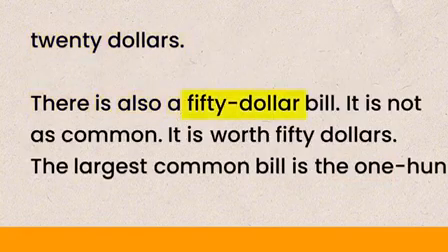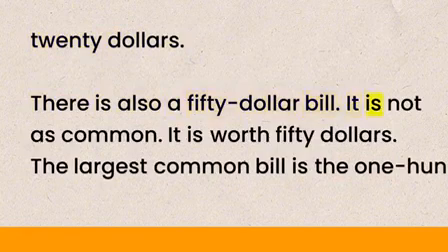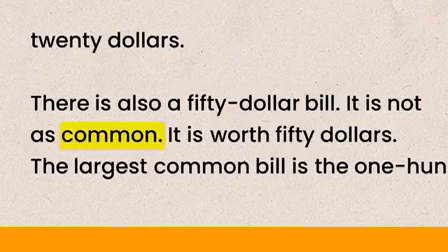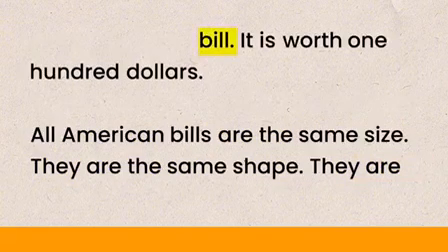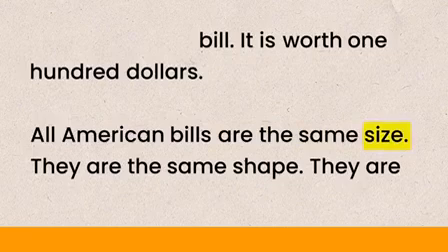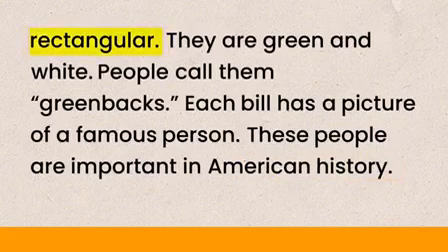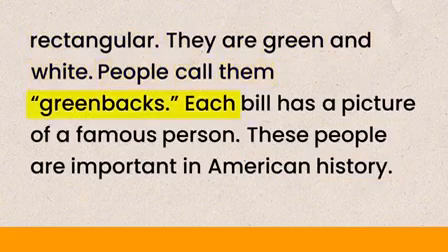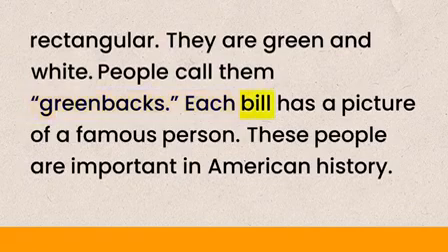There is also a $50 bill. It is not as common. It is worth $50. The largest common bill is the $100 bill. It is worth $100. All American bills are the same size. They are the same shape. They are rectangular. They are green and white. People call them greenbacks. Each bill has a picture of a famous person.